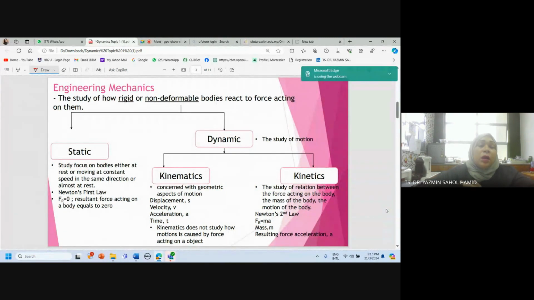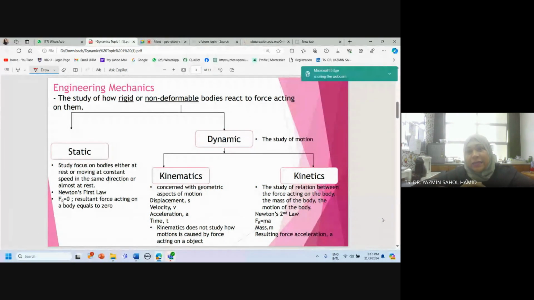Now in this semester, you are taking dynamics and you are going to study the motion of an object, whether it's a particle or a rigid body. But in this case, for chapter 1, it will be a particle. Okay, so in dynamics, there are two types: kinematics and kinetics. Again, kinematics focuses on the geometric aspect, which is displacement, velocity, acceleration, and time. And kinematics does not study how motion is caused by the force acting on the object.